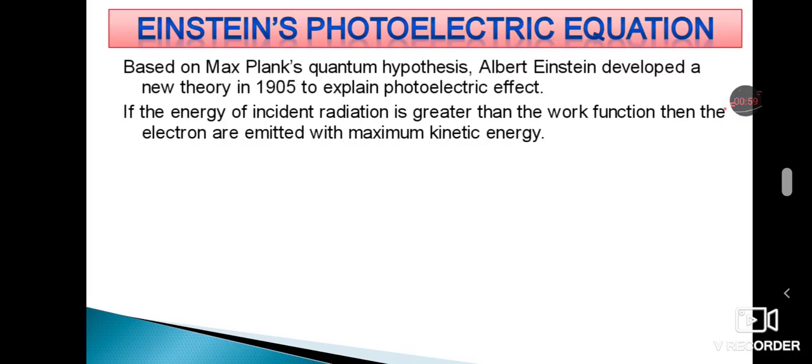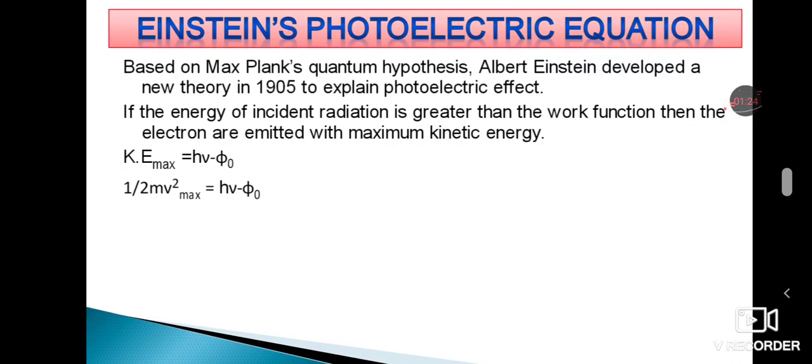Therefore, the energy of incident radiation must be greater than the work function. Work function means the minimum amount of energy which is required to eject the electron from the metal surface. Therefore, the maximum kinetic energy is equal to h nu minus phi naught. That is given by h nu minus phi naught.